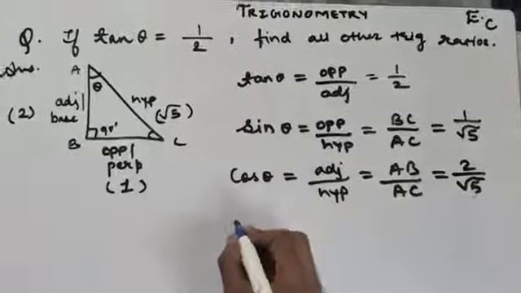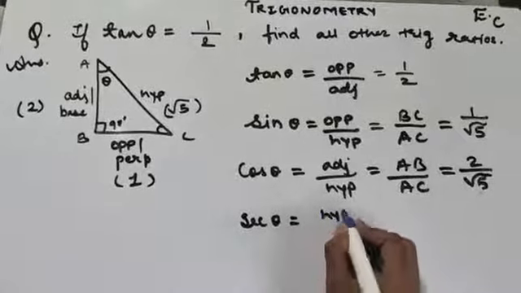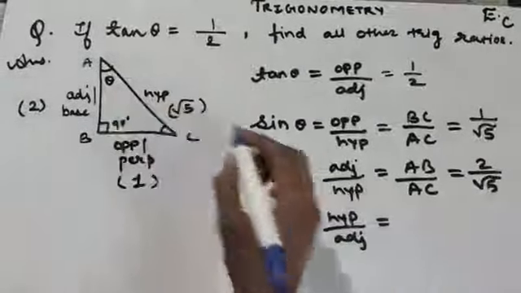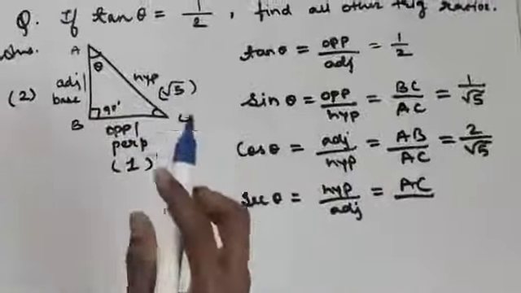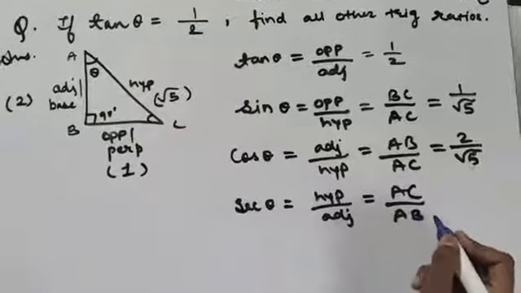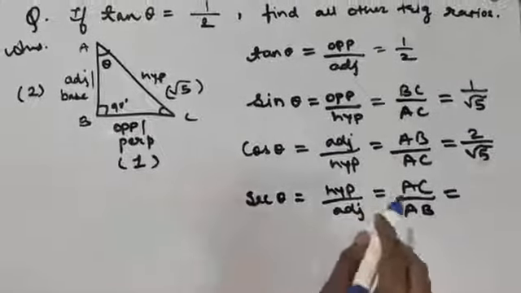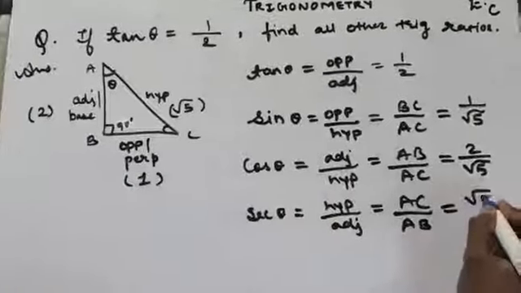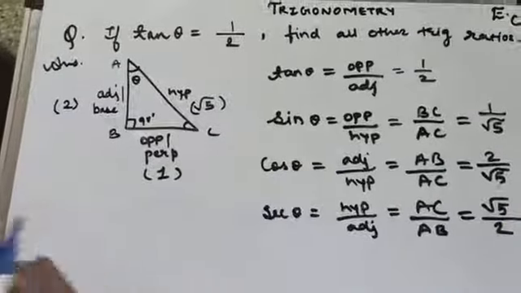So sec theta is given as hypotenuse upon adjacent side. Here the hypotenuse is side AC and the adjacent side is side BC, sorry, side AB. Very good, if you have understood the mistake. Side AC is root 5 and side AB is 2. So sec theta is nothing but root 5 by 2.